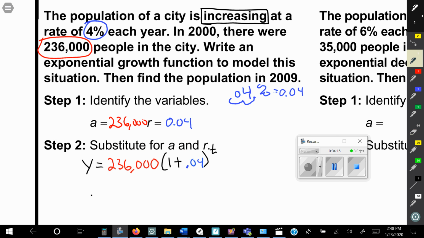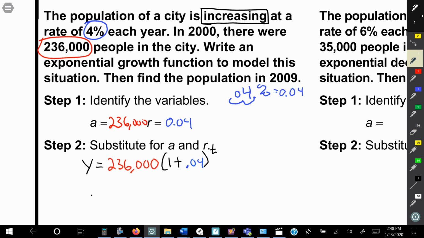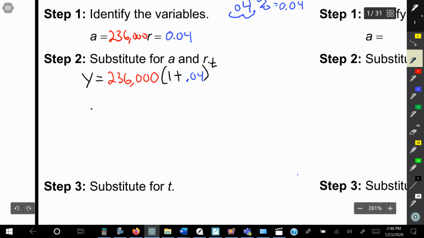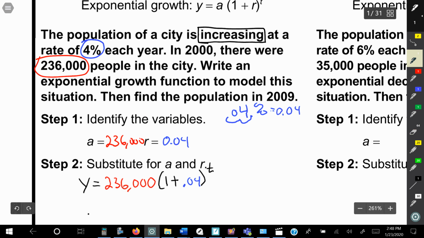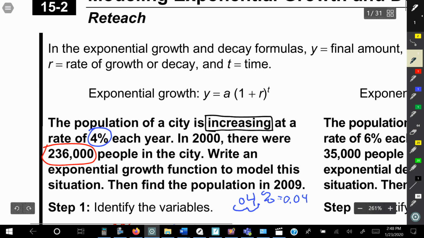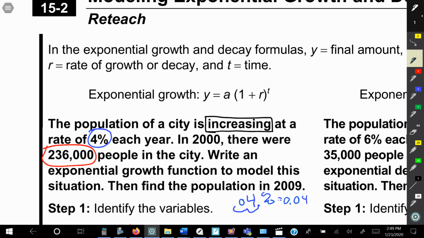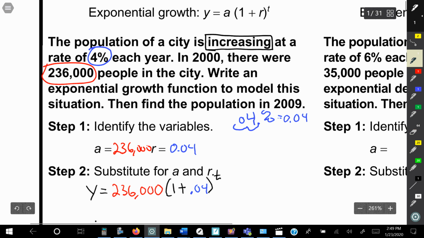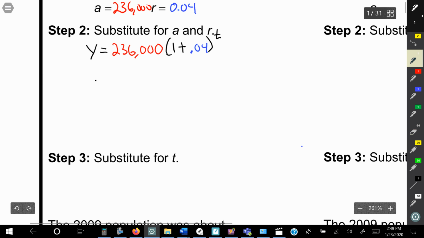Okay, so the next thing we want to do is take a look. We want to go to step 3, and it involves substituting for t. So t tells us the number of years. And if you forget that, you can go up here and you say time, t for time. So the time here is 9 years. So we started off at 2000 and we're going to 2009. That's 9 years later. So what we're going to put in for t is 9. So I'm going to come down here and write that.